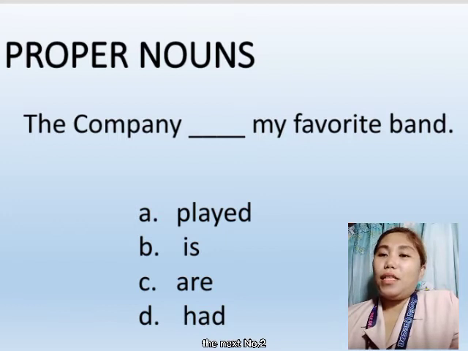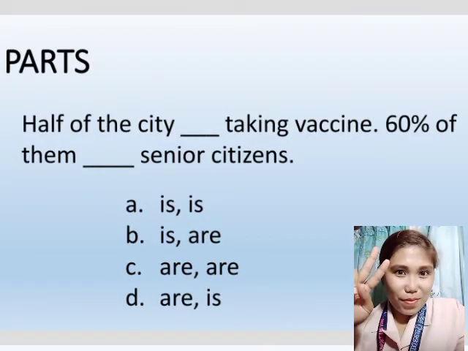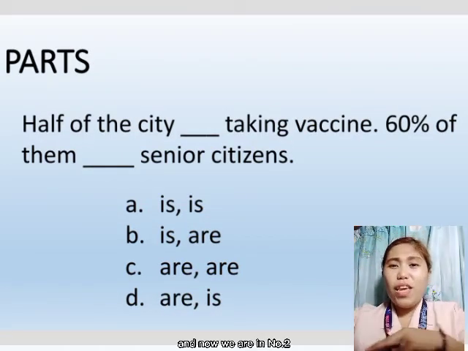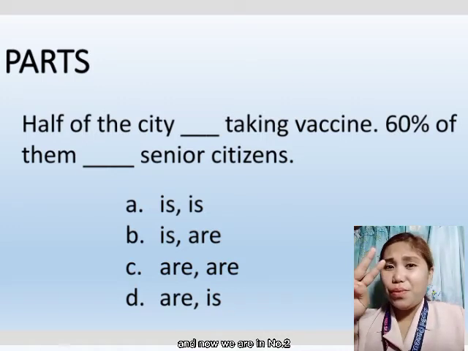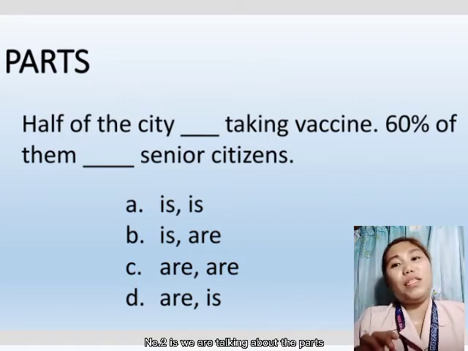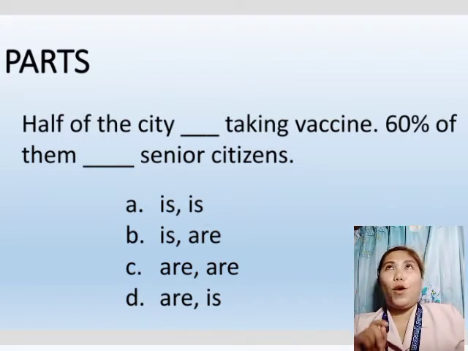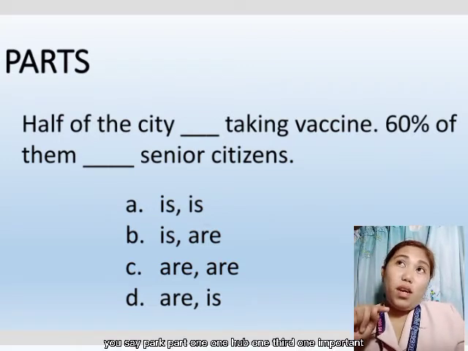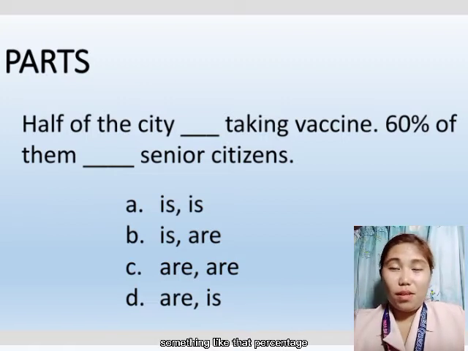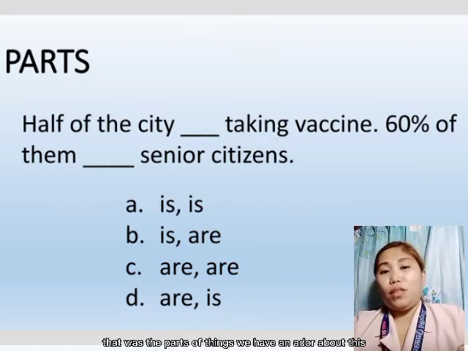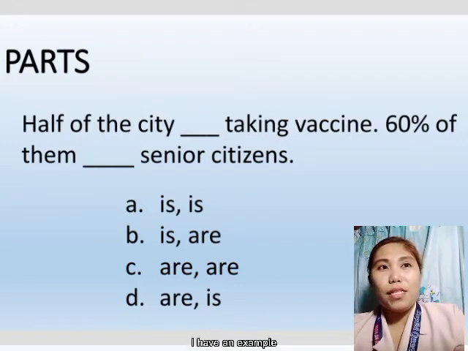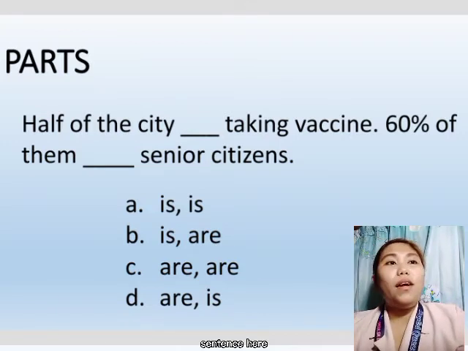The next, number 2. And now we are in number 2. Number 2 is about parts. When you say part of one, one half, one third, one fourth, something like that, or percentage, that is a part. Sometimes we make errors about this.